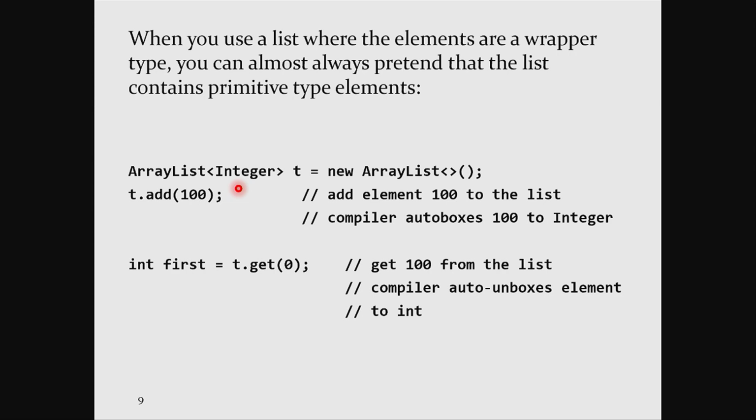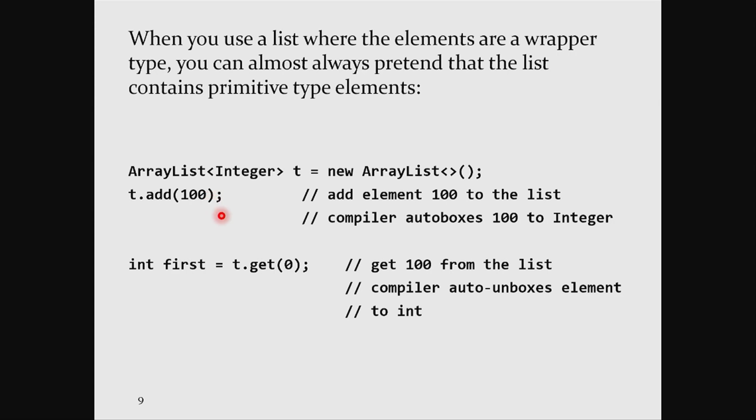So I'm supposed to add an Integer object to this list, but I don't have to do that. I can simply add the int 100. In other words, I don't need to make an Integer object here that corresponds to 100. I can just add 100 to the list. The compiler will automatically convert that 100 to an Integer object. So it autoboxes that 100 to an Integer and puts that into the list.